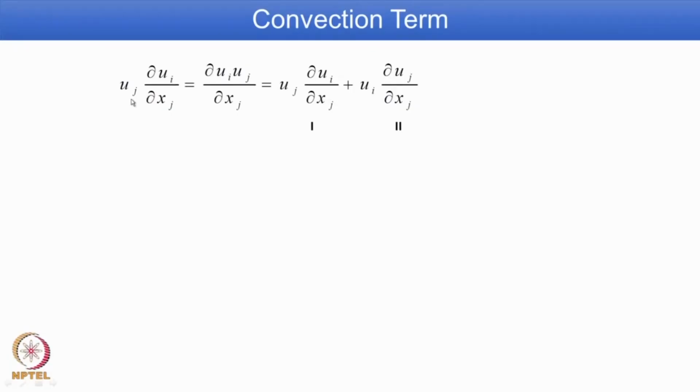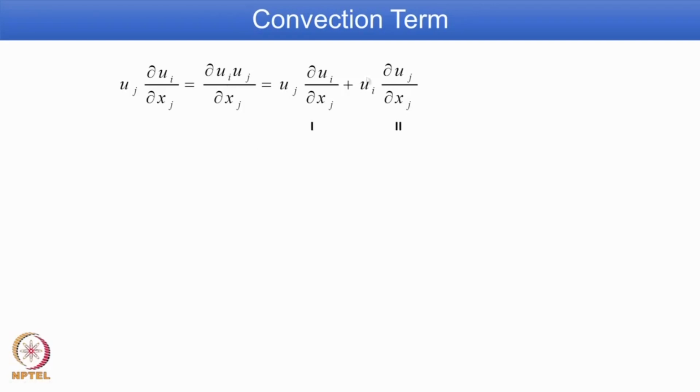So, the convection term is written as shown here: u_j ∂u_i/∂x_j equal to ∂/∂x_j of u_i u_j. So, what we have done? We have taken the term u_j inside the partial derivative, and that is what is appearing here as ∂/∂x_j of u_i u_j. Now, we have to explain why this can be done.